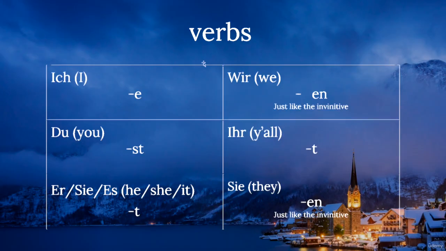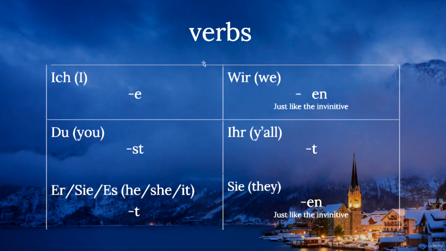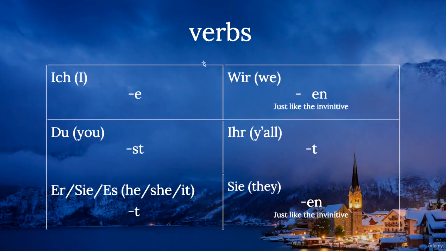For er, sie, es, you put simply a t. For wir, the verb stays the same as in infinitive. For ihr, you put also a t. And finally, for sie, the verb stays also in its infinitive form.